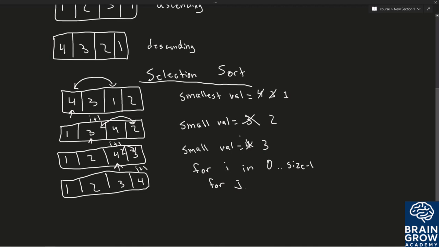So now we have for j in 1 to size, so that gives us the correct index that we are looking for. And then we want to just do our simple checks. So we have our smallest value.